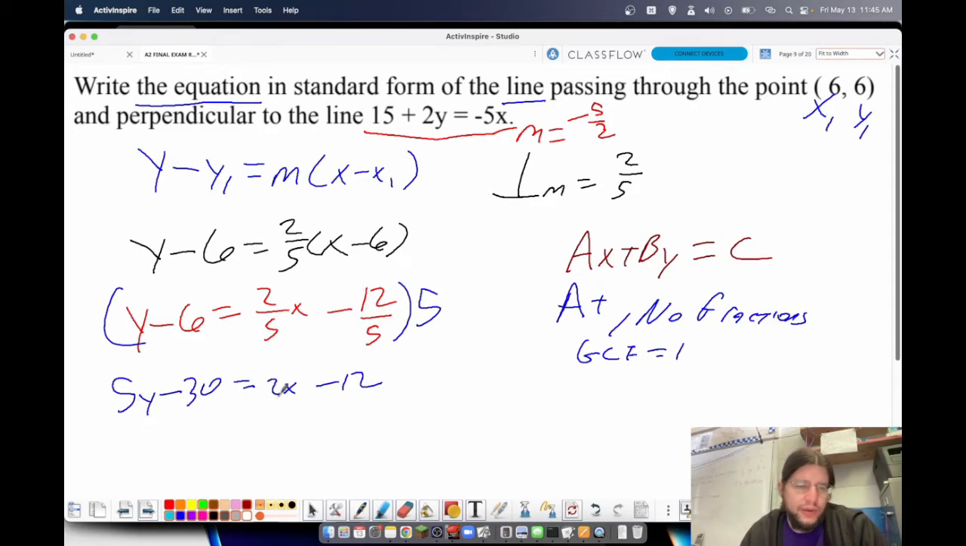So I'm going to bring my y over because I want x to stay positive. So 2x. I need to subtract 5y. Minus 5y equals. Now, I need the 12 to move, so I'm going to add 12. I need the 12 on the other side. That's going to be 18. There we go. Standard form. Done. So that's all you got to do on that one. 2x minus 5y equals 18.